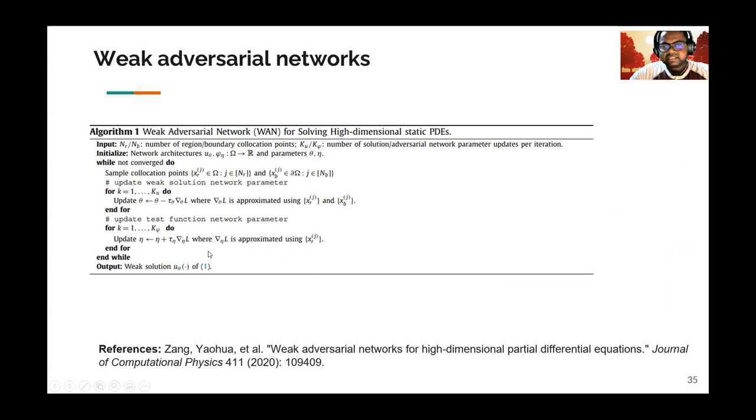And extending variational PINNs came the weak adversarial networks, where you can train both the network for the PDE and the test function, both adversarially trained one after the other in an alternating optimization, just like you perform a generative adversarial network. This weak adversarial network provides a very robust system for training higher dimensional PDE solutions. So this has been a work done in 2020.